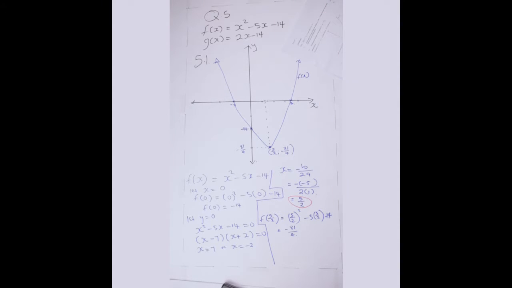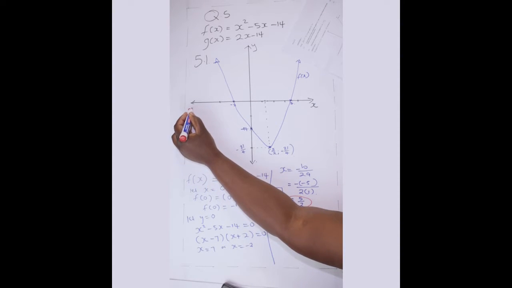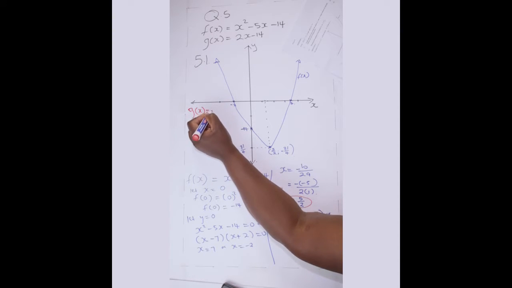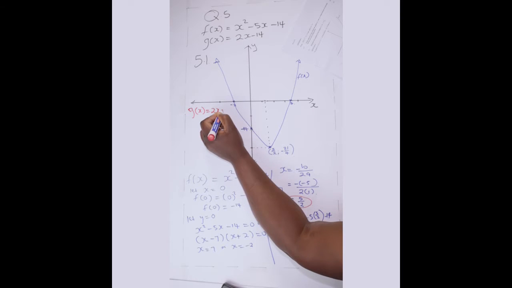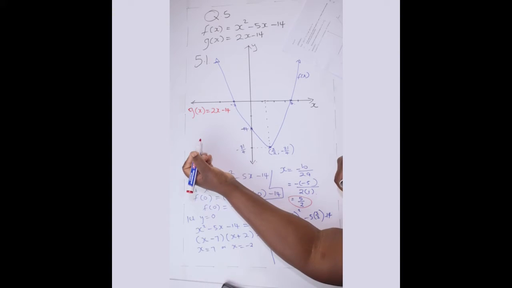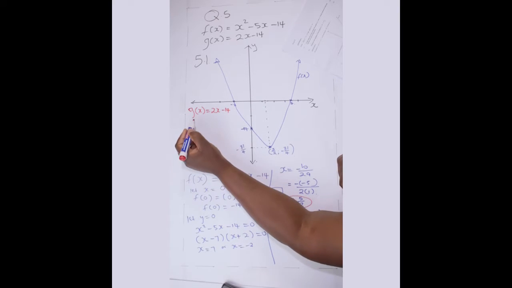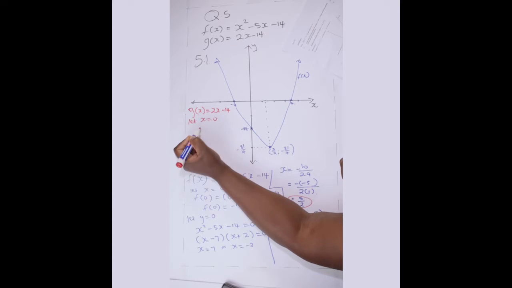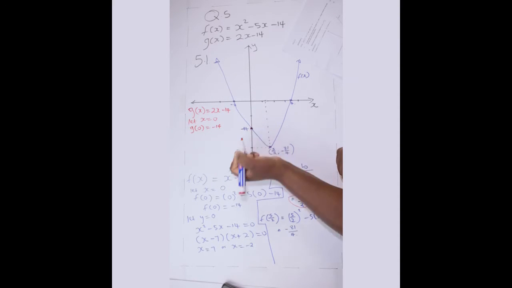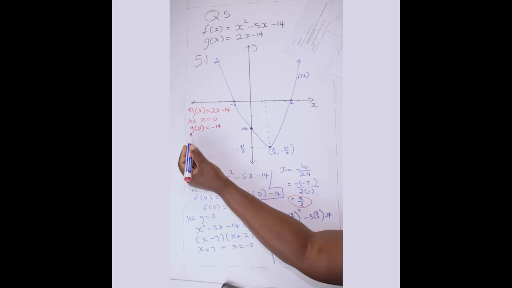Now, if we have to draw the g of x, remember g of x is a straight line. The rules are the same for a straight line, for a parabola, for a hyperbola, and all types of graphs. The x-intercept and y-intercept we get the same way. So we let x be 0 to find the y-intercept. That means g of 0 will be minus 14. In other words, your graph must pass through minus 14.